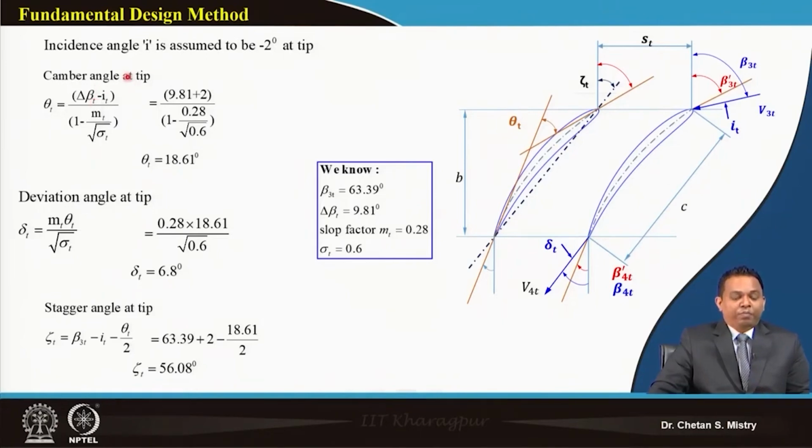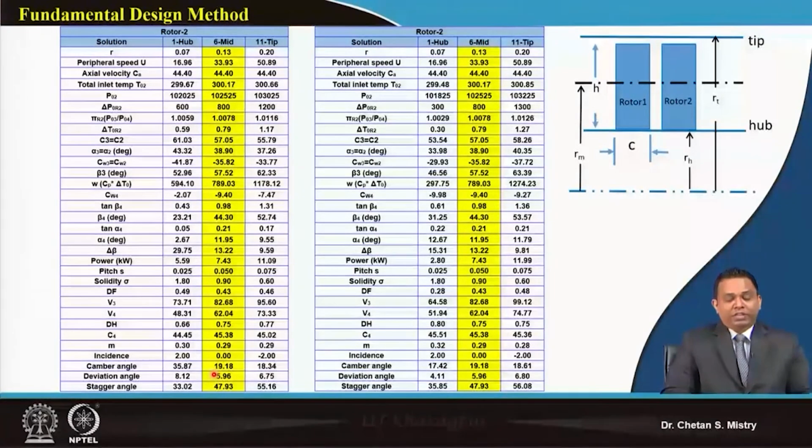Okay. And if we put this in as a number, my camber angle is coming 18.61, my deviation angle is coming 6.8, and my stagger angle is coming 56.08 degrees. Okay. So, now at the mid station we have done our calculation, at the hub station we have done our calculation, at the tip station we have done our calculation. So, let us see what all we have assumed and how this is affecting.